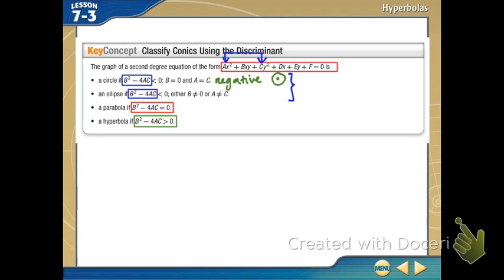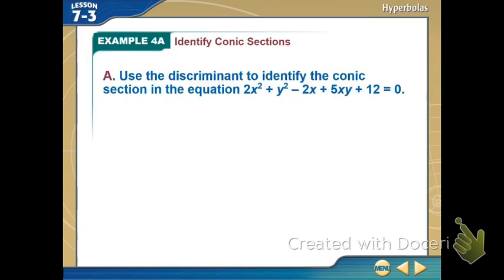And so you're going to need to recognize that one has b equal to 0, in other words, no xy term, and this one you have b not equal to 0. So this one has no xy term, and this one has an xy term. Or the a and the c, the leading coefficients of the quadratics, are not 0. So use the discriminant to identify the conic.